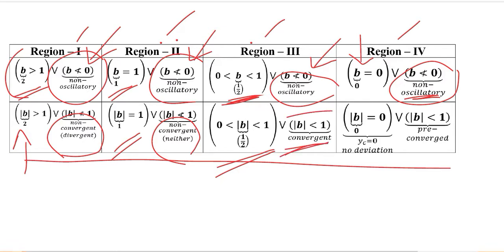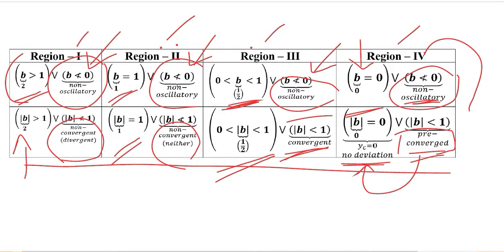And when the value of b in absolute terms was 0, in region number 4, then its situation was convergent, and it was actually pre-converged. It was on the x-axis. And then this part is about the absence of deviation, in which it was pre-converged because there was no deviation. So you can use this table or build it for the sake of better understanding. So we have summarized all these cases.